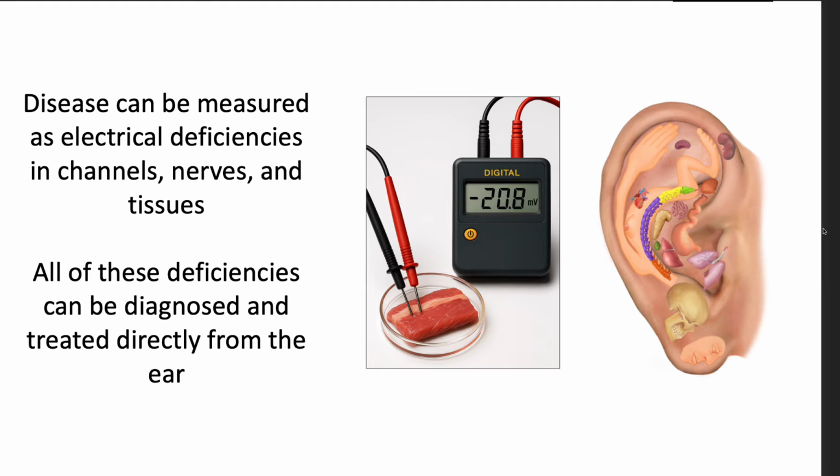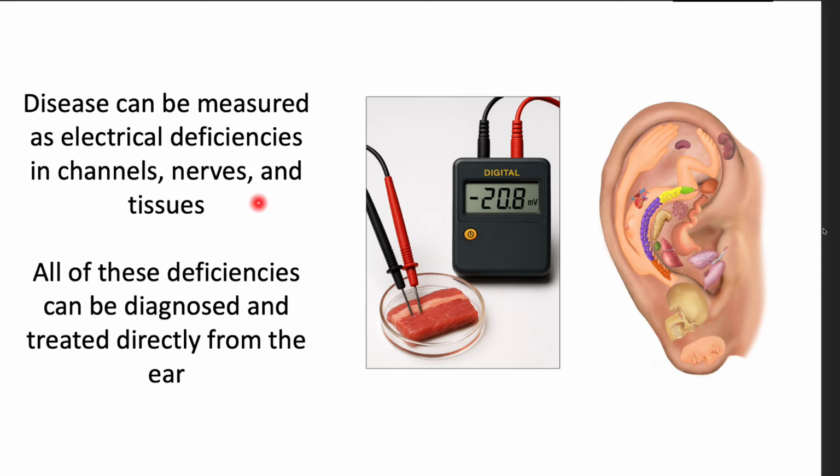All right, so as we do with all things in this system of electric medicine, we start with the principle that all disease is a breakdown in terrain, and terrain breaks down from a deficiency of electricity. Then we can move on to see that disease can be measured as electrical deficiencies in all the different terrains of the body, such as the channels, the nerves, the tissues, and more.